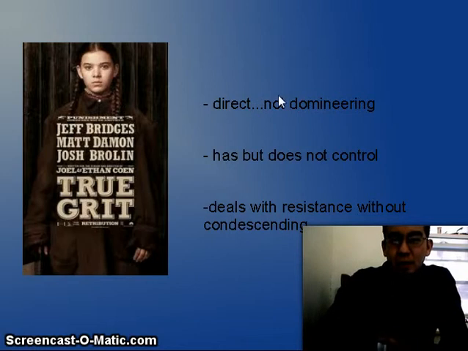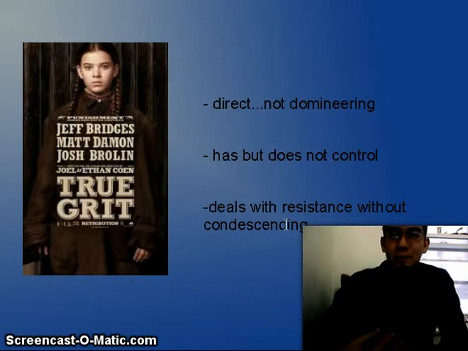She's direct but not domineering. She has but does not control. So she's not forcing him to do it, but she is being very direct. Here's the deal. Here are my conditions. Here are my expectations. Very clear. She deals with resistance without being condescending.